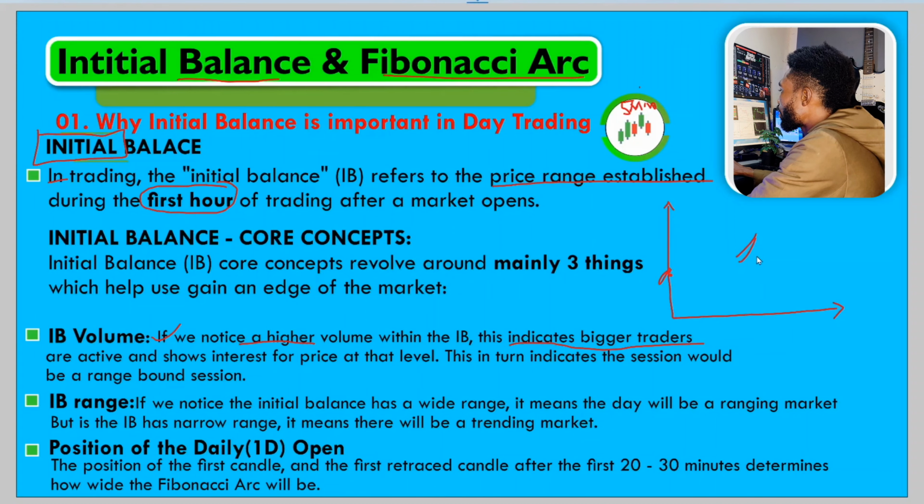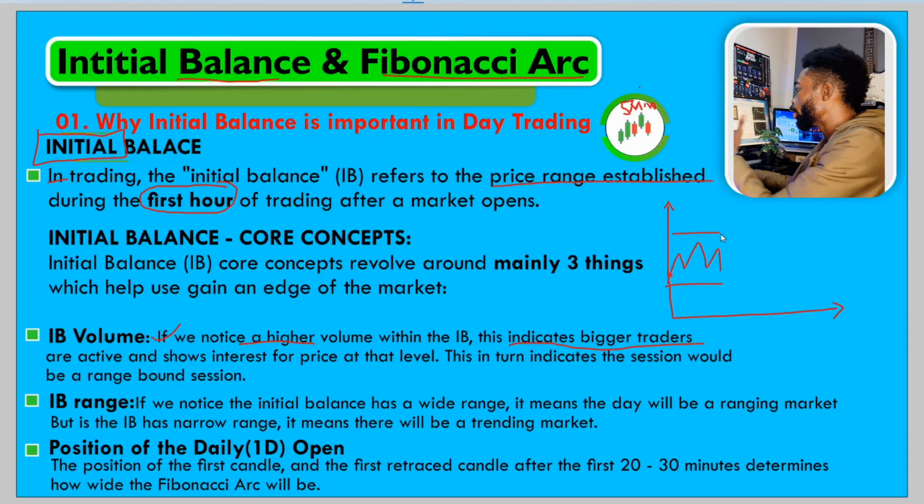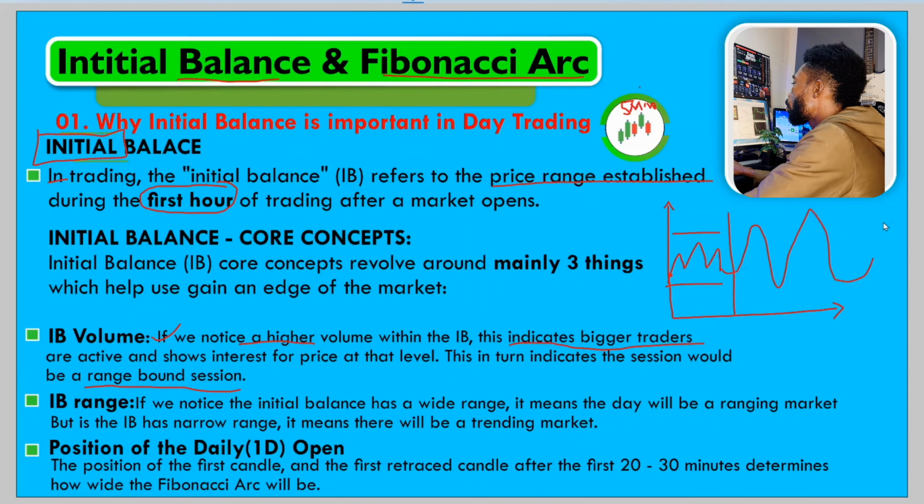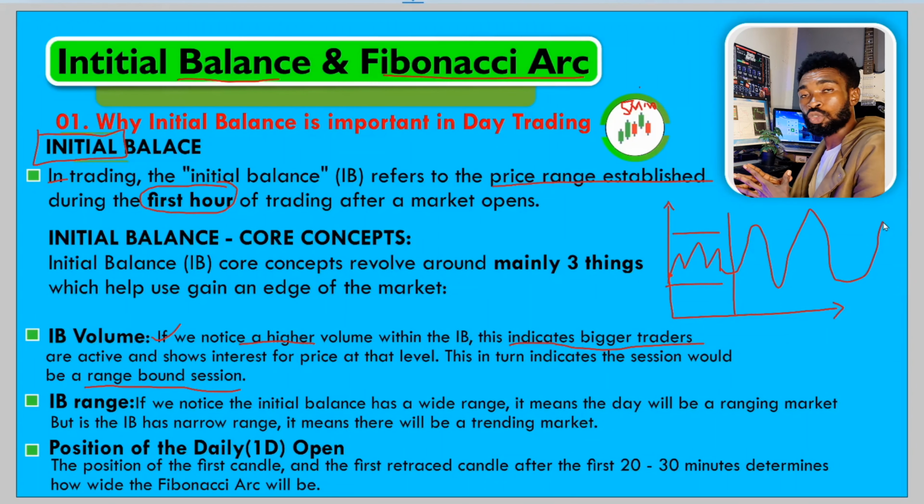So if there are bigger traders in the market in the first 1 hour, you realize that the market has strong movements. It shows that there are bigger players in the market. When it happens this way, it means that particular day, we are likely to have a range bound session. When you say a range bound session, it means after the first 1 hour, since there are big players in the market, it's likely the market is going to range for the rest of the day because both players in the market are strong enough. So the market is likely to range for that particular day.